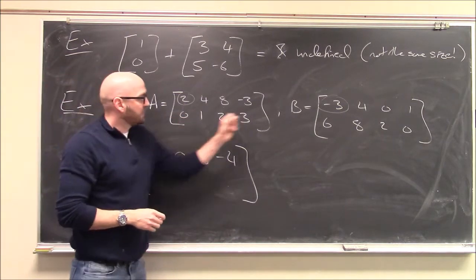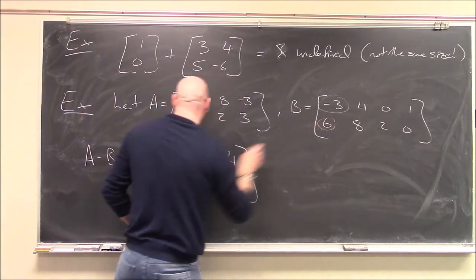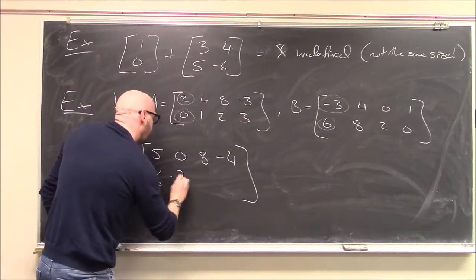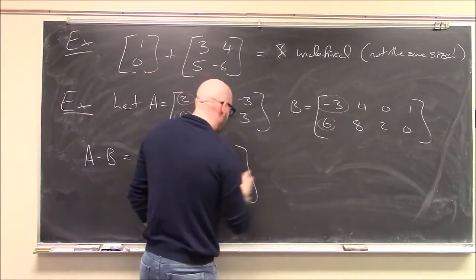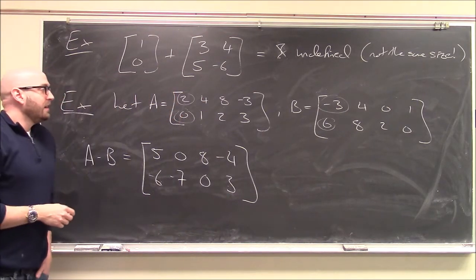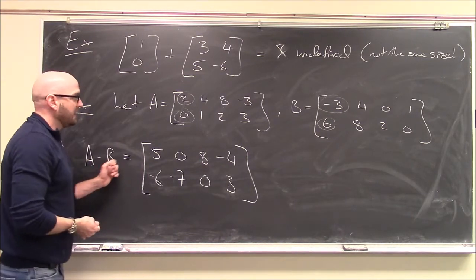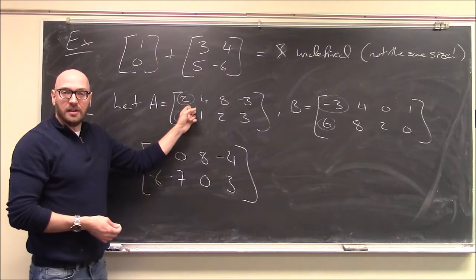And just quickly going through this, we've got 0 minus 6 now. This entry here, minus this guy. 0 minus 6 is minus 6. 1 minus 8 is minus 7. 2 minus 2 is 0. And 3 minus 0 is 3. So subtraction is just as easy as addition. To compute A minus B, you just subtract all of the corresponding entries of B from the corresponding entries in A.